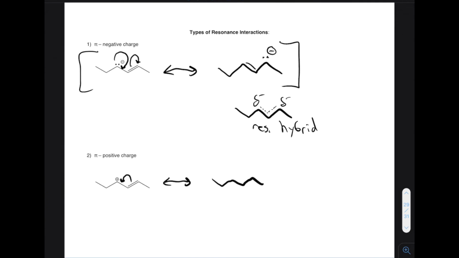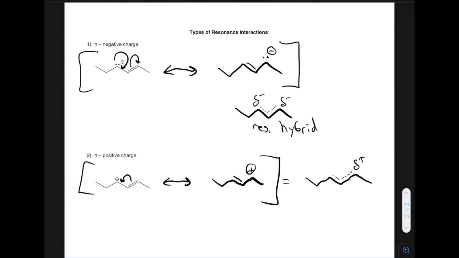And so this is the final structure, right? And again, there's no real difference in minor or major resonance forms. They're pretty much identical. So we could say the resonance hybrid looks like this, right? Very similar to the other example.